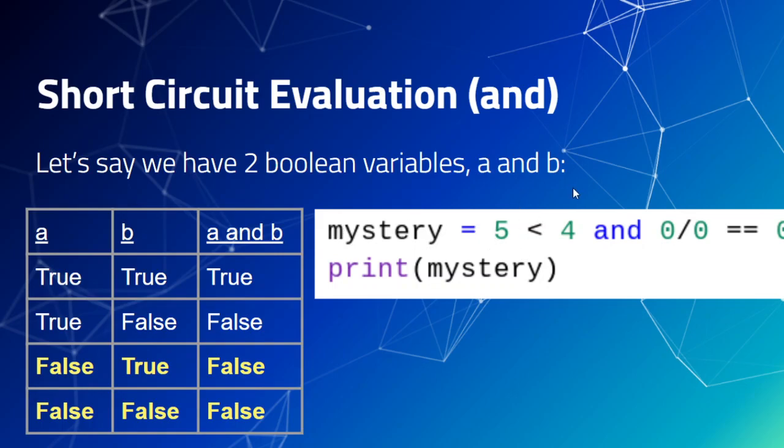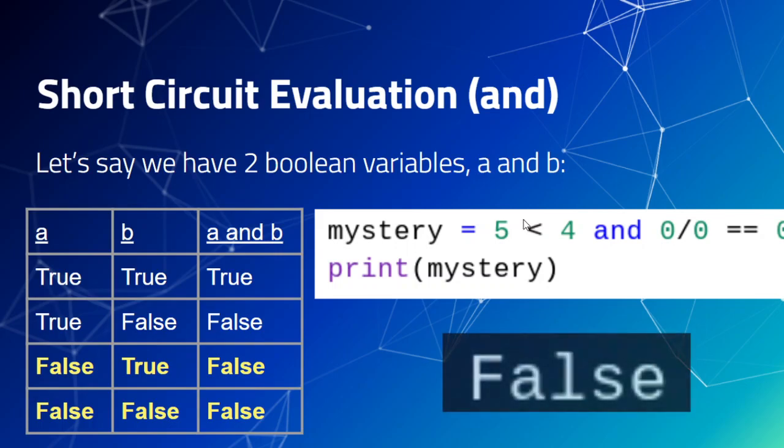So we have a Boolean mystery here. It's being assigned 5 is less than 4. Let's try to evaluate it as if we are the computer. Is 5 less than 4? Well, that's false. Oh, I see an AND here? That means this entire thing can't be true. And that means the mystery has to have a value of false. And we are done. So let's print it. As you can see, that is our output.